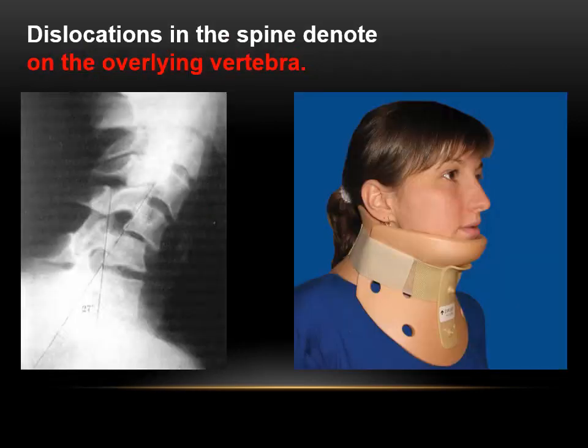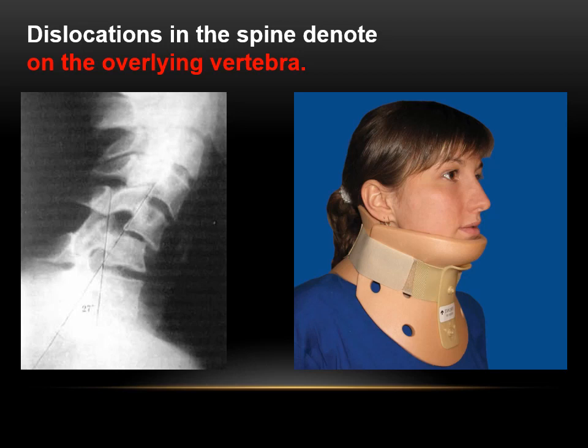For the spine, dislocation is named after the overlying vertebra. We will sort it out in class, talk about terms such as listhesis, that is, an identified displacement of one vertebra in relation to another, mainly revealed during X-ray diagnostics.